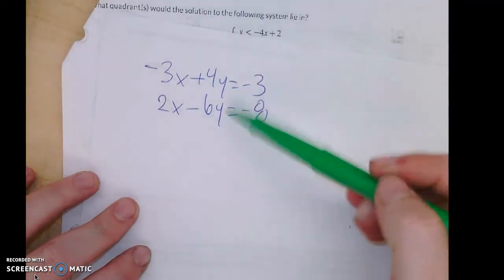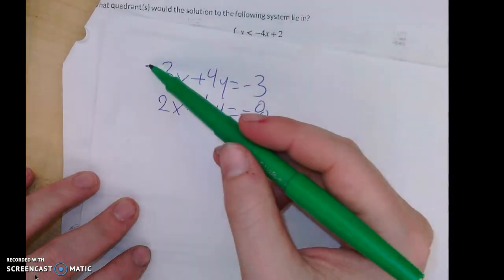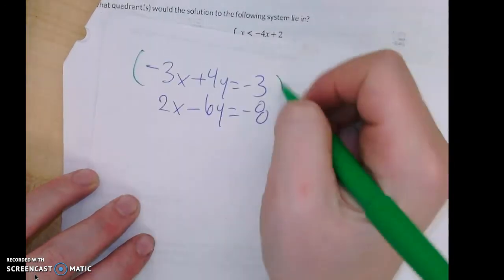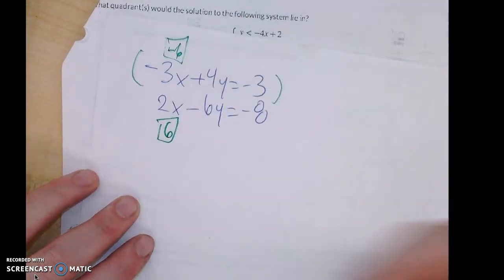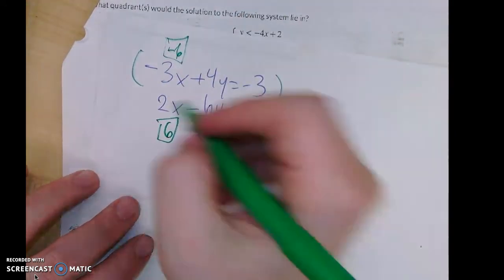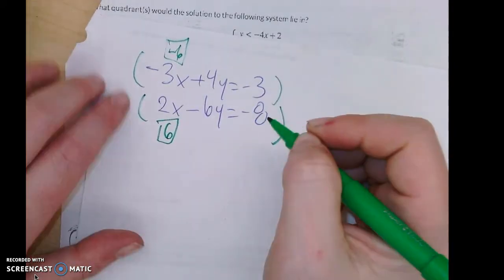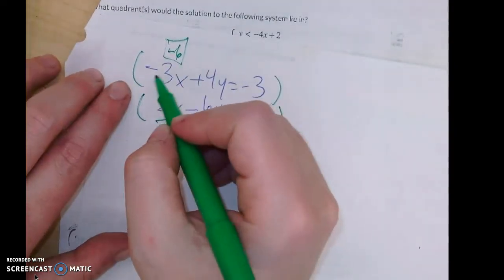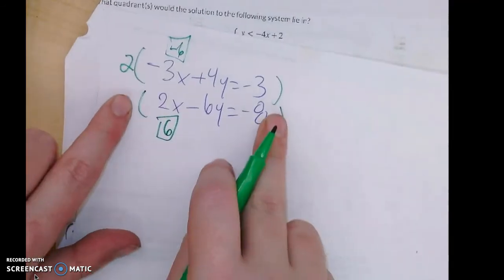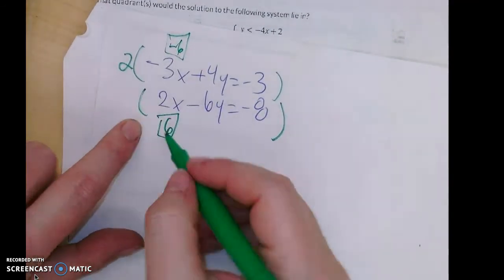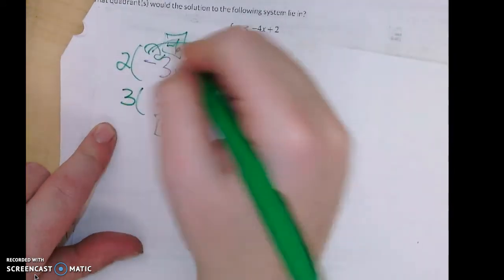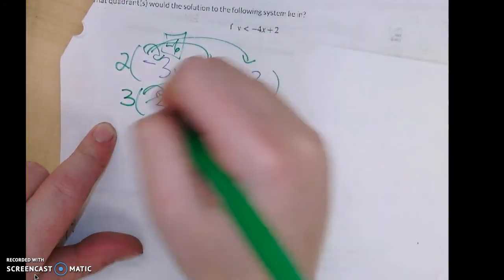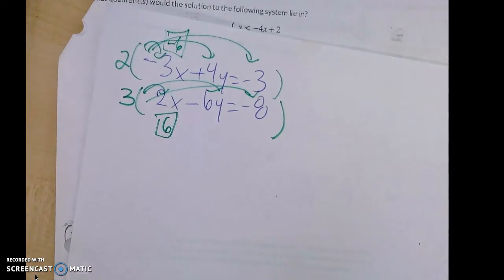I'm looking and I don't see anything that eliminates naturally. These numbers are smaller, so I'm just going to go ahead and I want this to be a negative 6x and I want this to be a positive 6. I could use 12, 24, any multiple of 6. In order to make this negative 6, the scale factor has to be 2. In order to make this a positive 6, the scale factor has to be 3. Again, if you're Bri or Ashton, you need to make sure that you're distributing to all terms inside the parentheses.